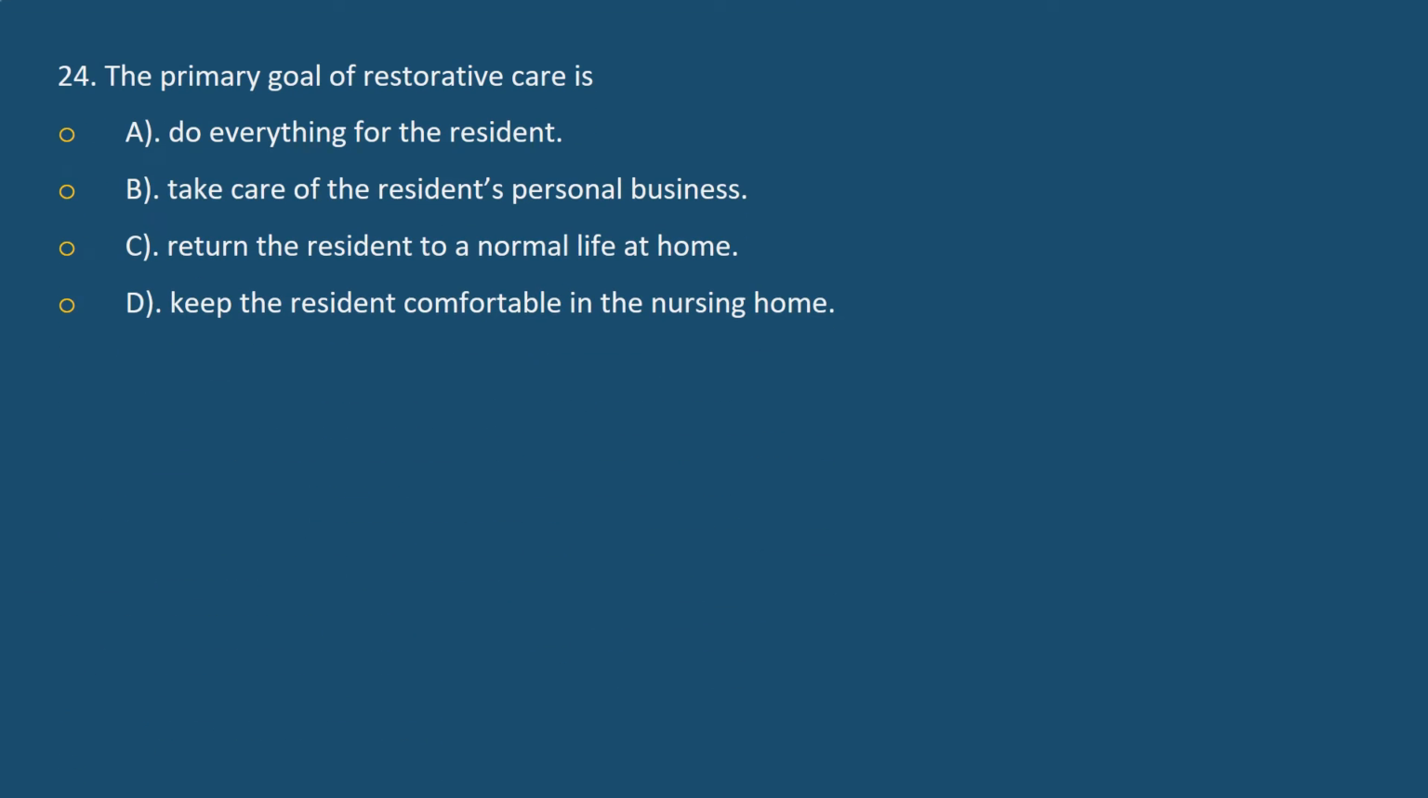Question 24. The primary goal of restorative care is: A. Do everything for the resident. B. Take care of the resident's personal business. C. Return the resident to a normal life at home. D. Keep the resident comfortable in the nursing home.